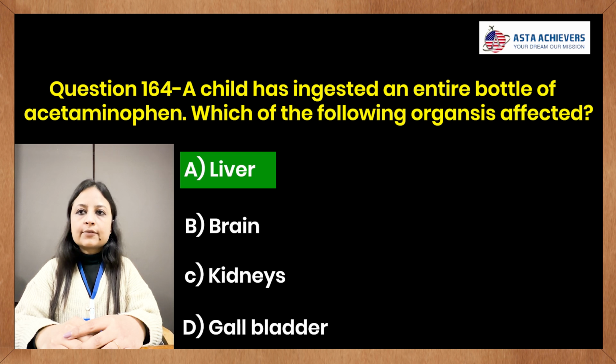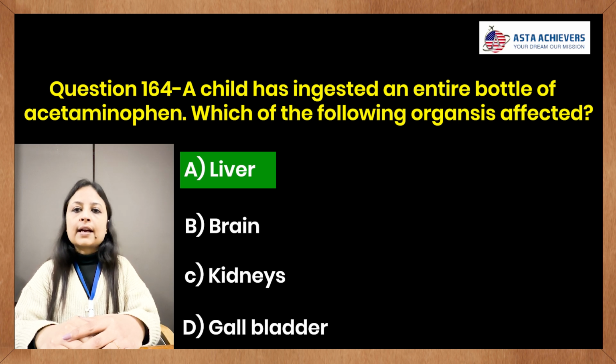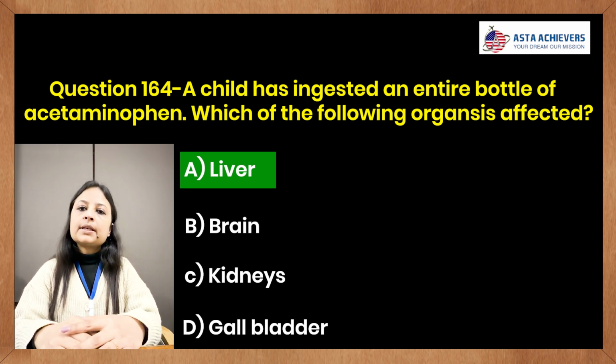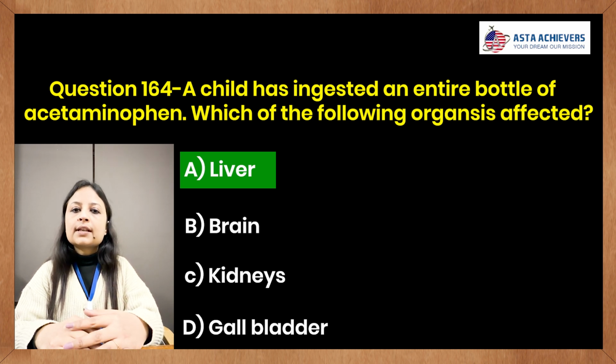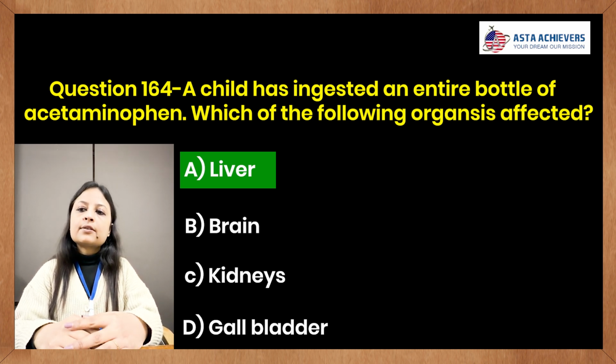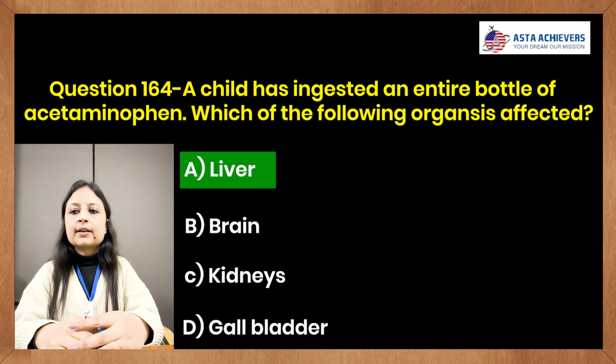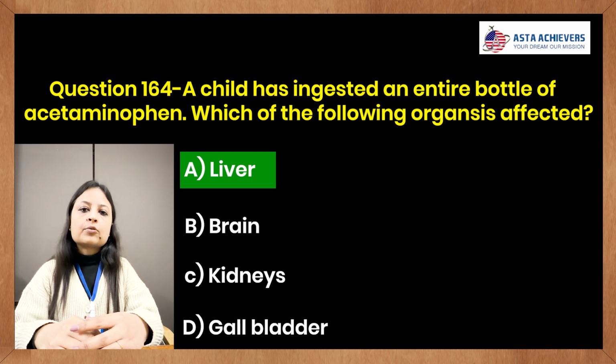Question number 164. A child has ingested an entire bottle of acetaminophen. Which of the following organs is affected? Option A, liver. Option B, brain. Option C, kidney. And option D, gallbladder. So option A, liver, is the correct answer, because overdose can cause acute liver injury and death from acute liver failure.